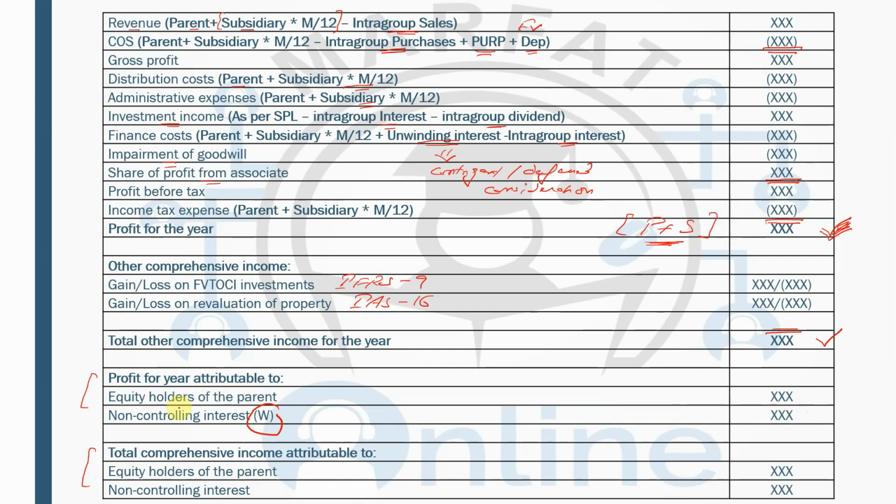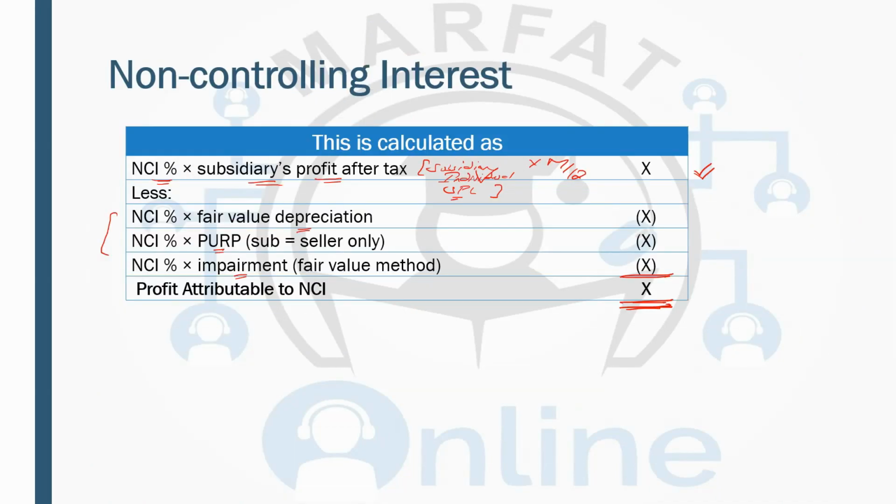Now, how do you get the parent's figure? The parent figure will come as the balancing figure. Just compare profit for the year with the NCI figure, and the rest is the figure that will be distributed to the parent. Now I'm going to tell you again: don't take this figure for distribution, because this includes the profit of the parent as well, and you have to distribute the profit of the subsidiary only. So you have to do an additional working.